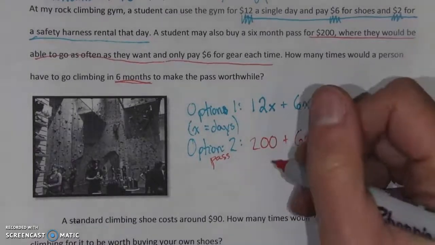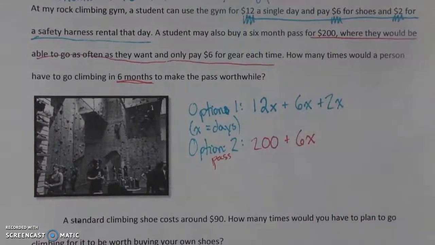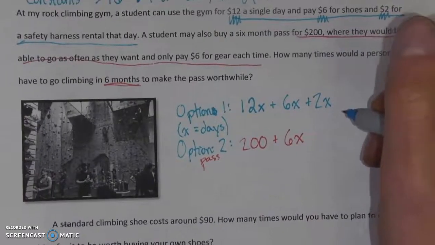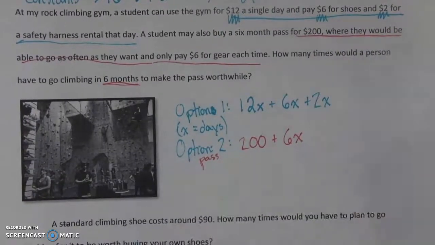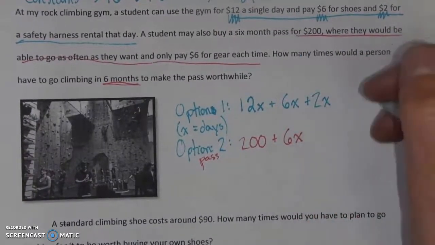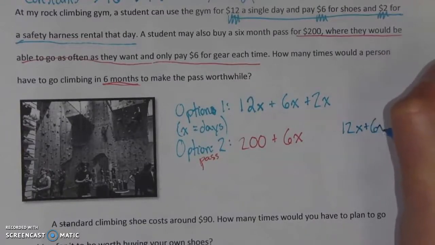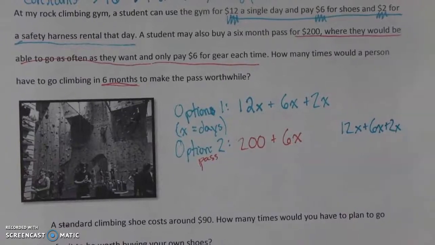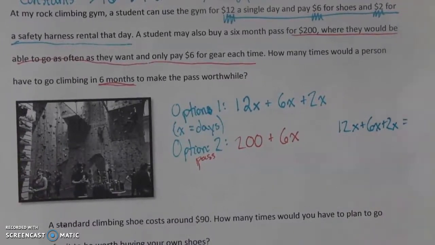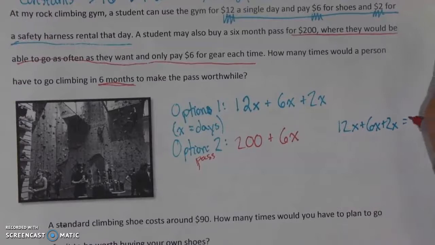I can say, well, when are these equal? Because if I know when they're equal, I can figure out at that point, if I add one more, will option 1 or option 2 be more? So I'm going to write out these two expressions and set them equal to each other. And then I'm going to solve for x.